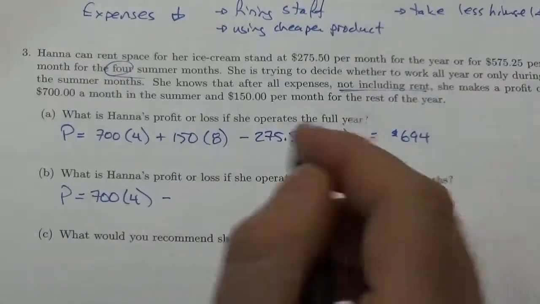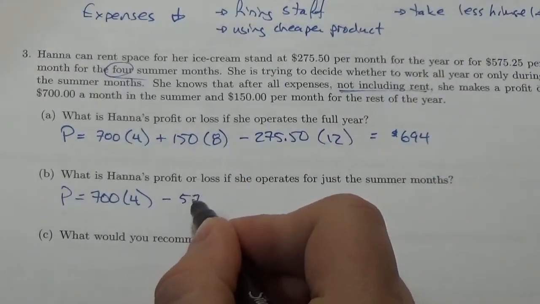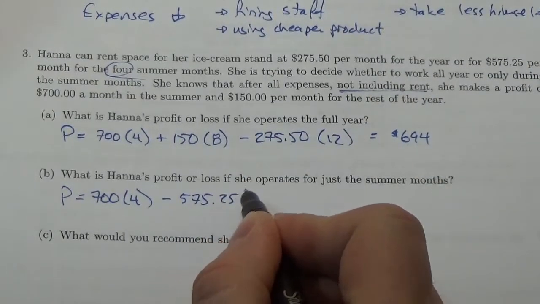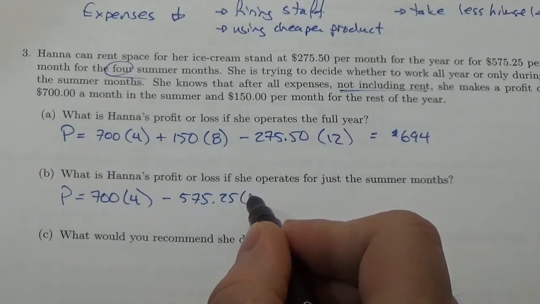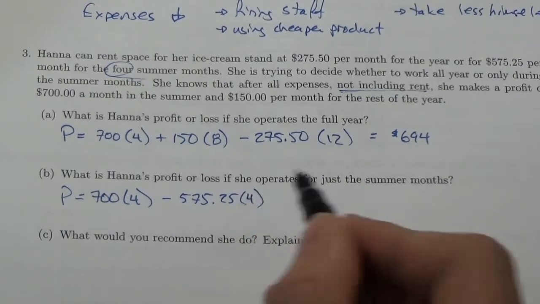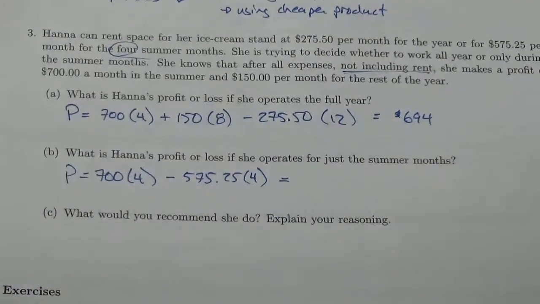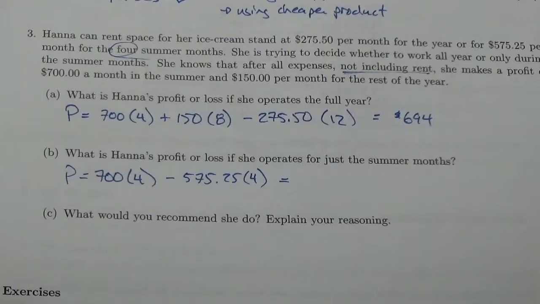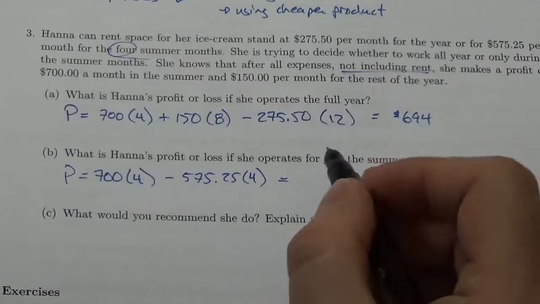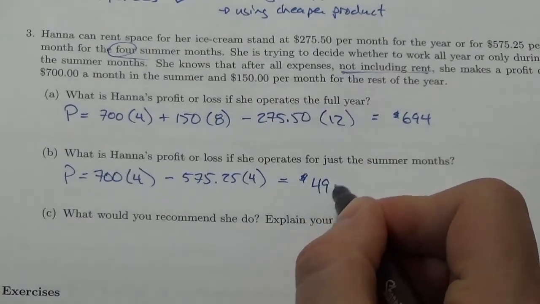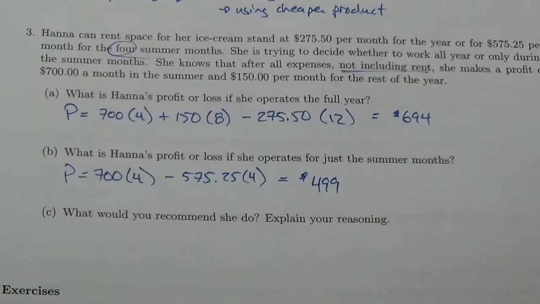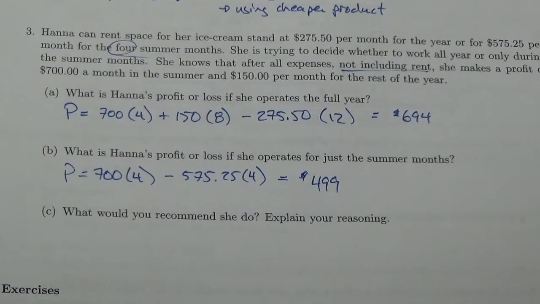Now, her rent is different though. Now she's going to pay $575.25, but that's also only going to be for each of those 4 months. And so now, what is she making here? So 700 times 4 minus 575.25 times 4. And she's making $499. What would you recommend she do?